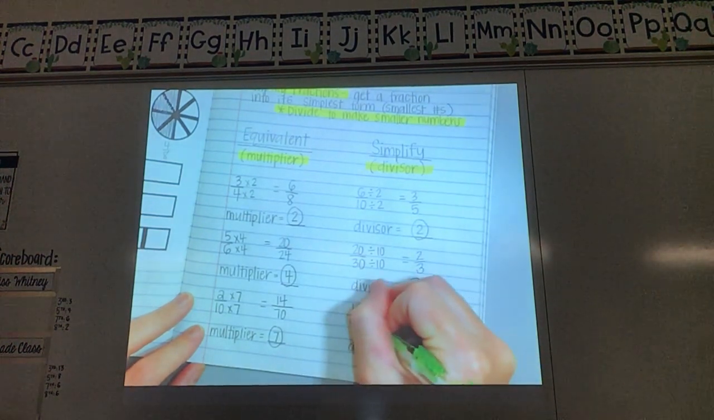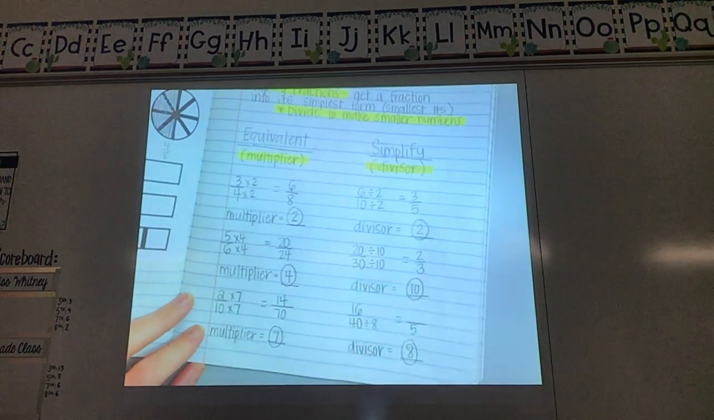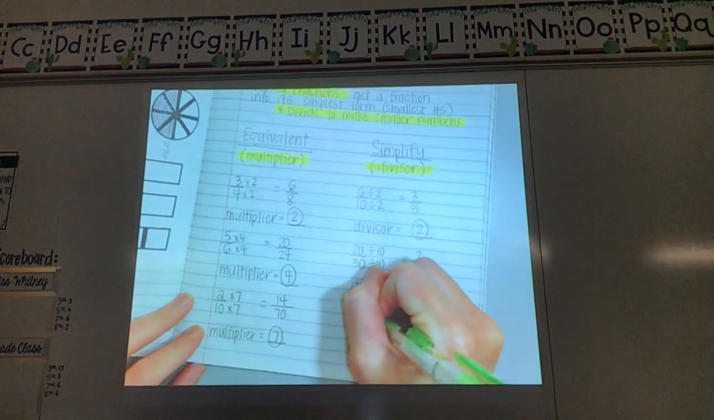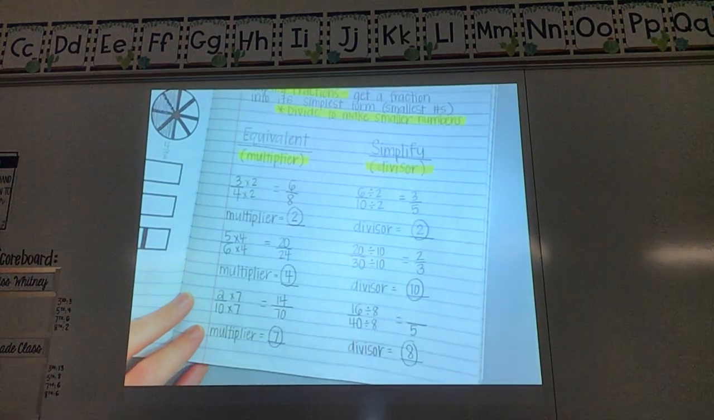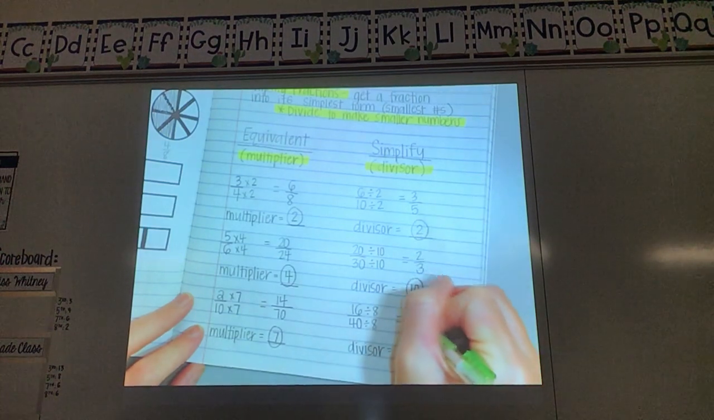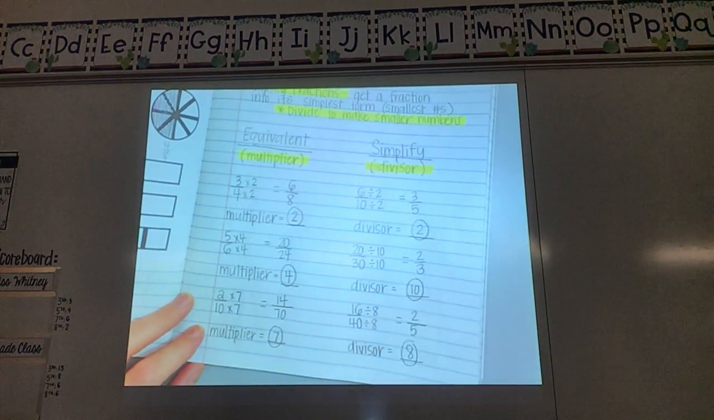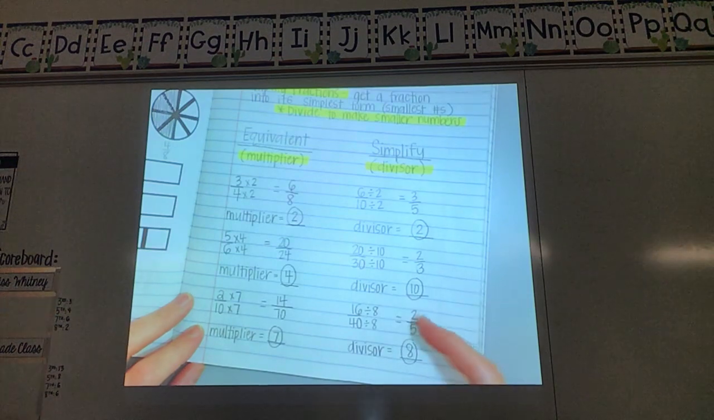40 divided by 8 gives me 5. If I divide by 8 on the bottom, I have to do the same thing on the top of my fraction. So I'm going to put divided by 8 up here, and then I have to work that out. 16 divided by 8. What is 16 divided by 8? It is 2. So 16/40ths simplified down would be 2/5.